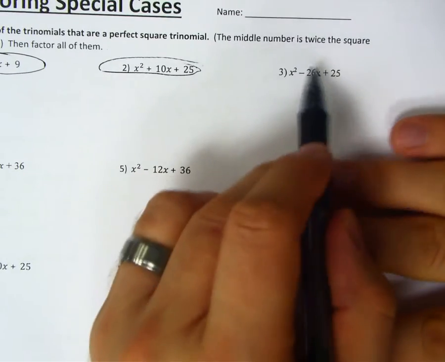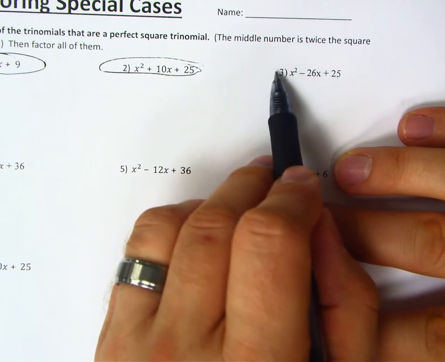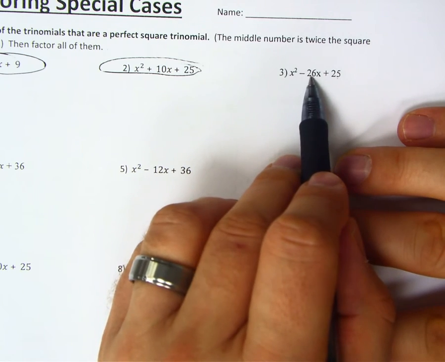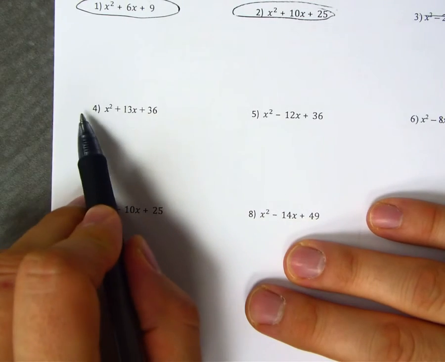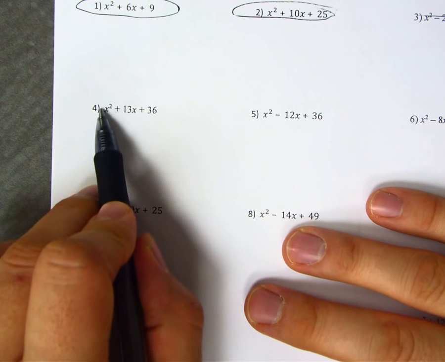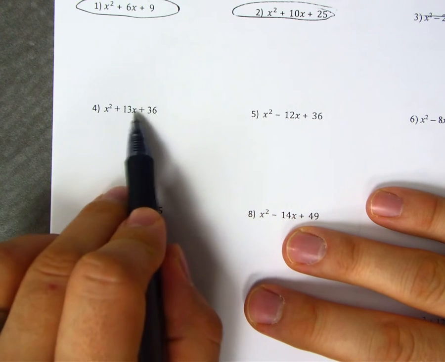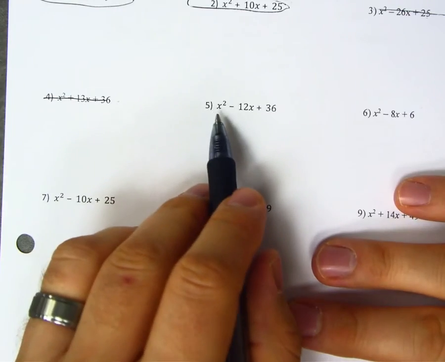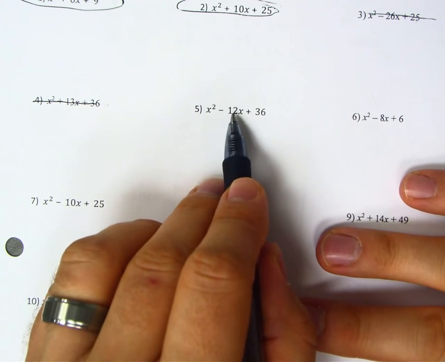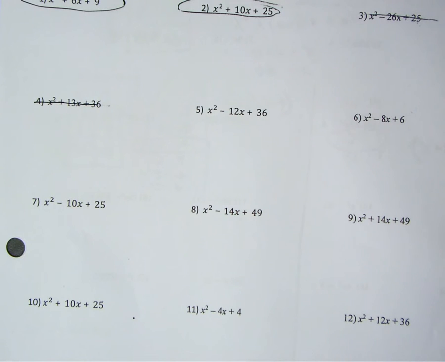Let's look at number 3. 1 squared is 1. 5 squared is 25. So 1 times 5 is 5, and twice that is 10, not 26. So I'm going to just draw a line through that one. Okay? 1 squared is 1. 6 squared, so 1 times 6 is 6, times 2 is 12, not 13. Right? Number 5. I'll have you go through and do the rest of these, and then you can pause it, and then we'll talk about actually factoring one.